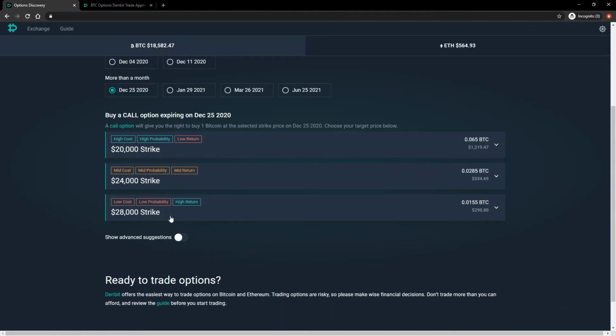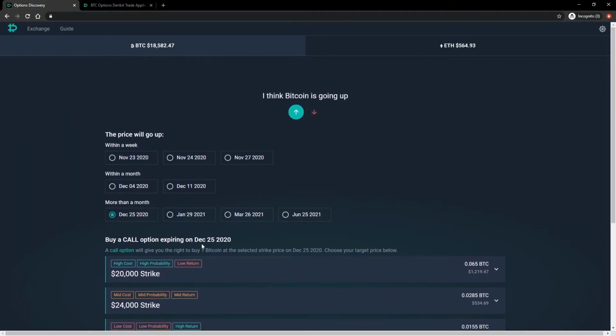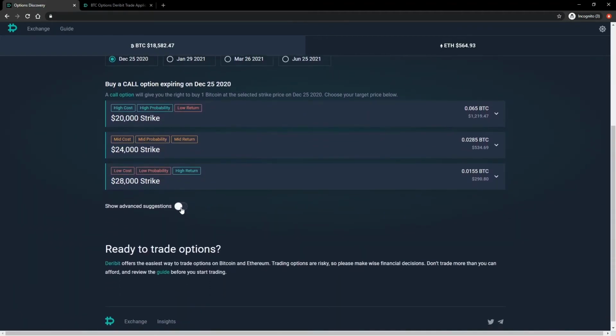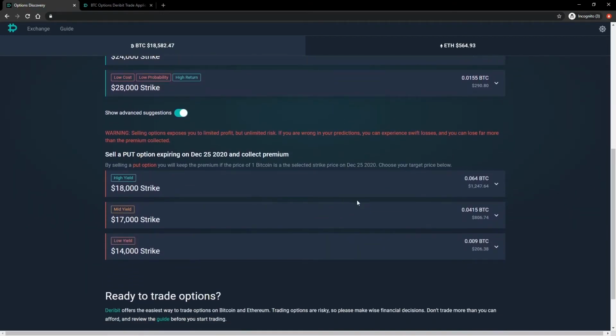Underneath the 3 call option suggestions, you can see we have a toggle button to show advanced suggestions. This toggles on recommendations that involve selling options. The advanced suggestions use the same parameters we gave the tool at the top. We told the tool that we expect the price to increase, so if we toggle the advanced settings on now, it will suggest some put options to sell.